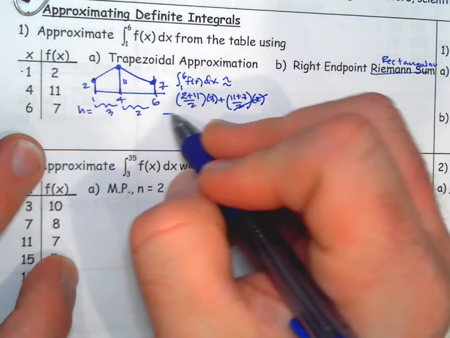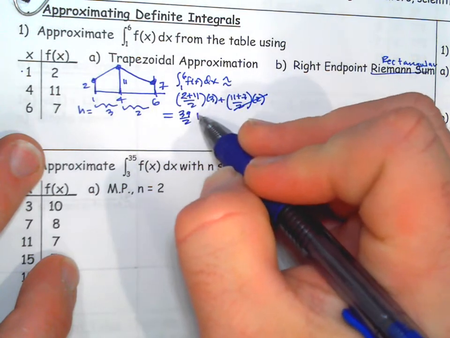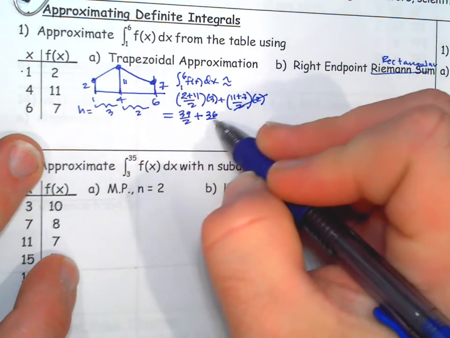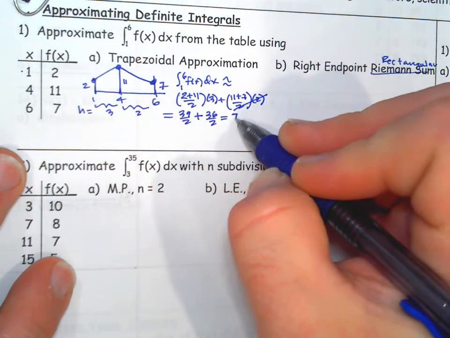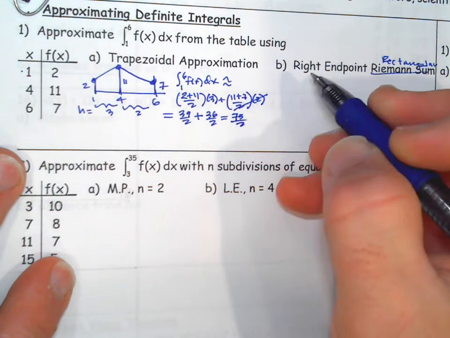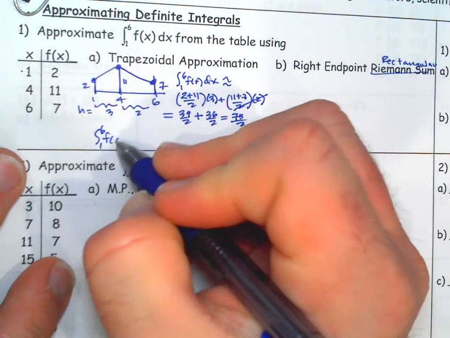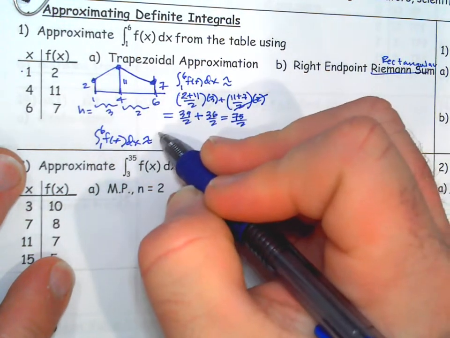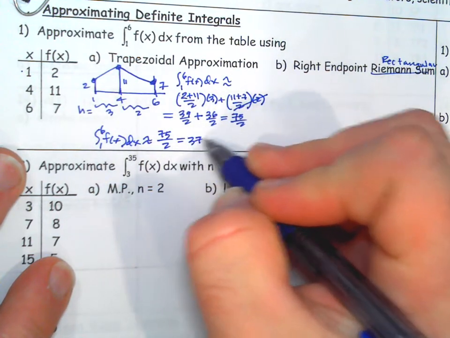So this is going to be 13 over 2, 39 halves. This is going to be 18, or 36 halves. And so then we get 75 halves. So the integral from 1 to 6 of f of x dx is approximately, that's the symbol you should be using, 75 halves or 37 and a half.